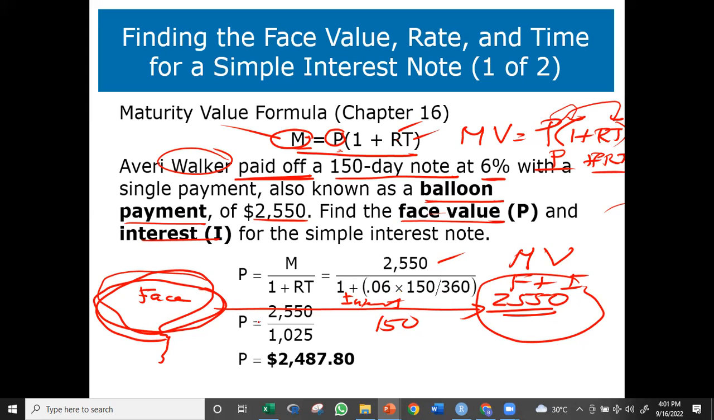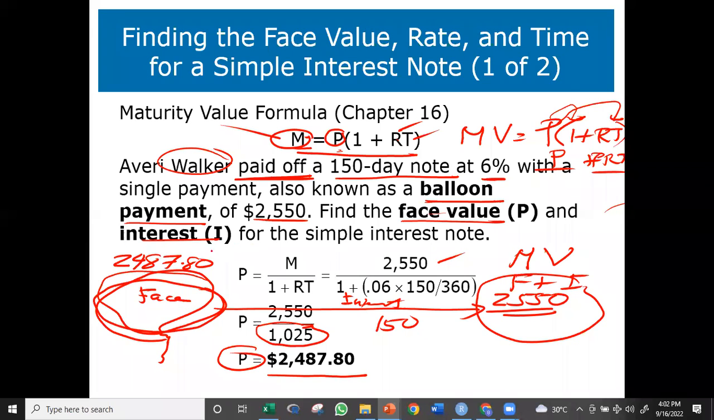So we now have 2550 divided by, kindly check, no, it's not 1025, I think it's 1.025. So we get 2487.80. This is now our face value. So we were borrowing 2487.80. This is the principal, that's the face value.